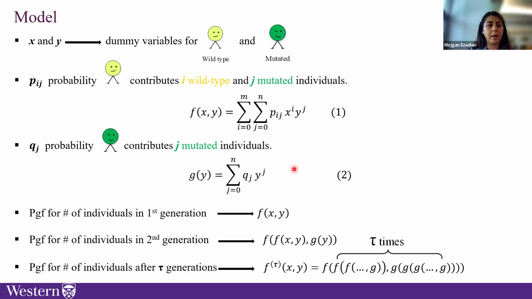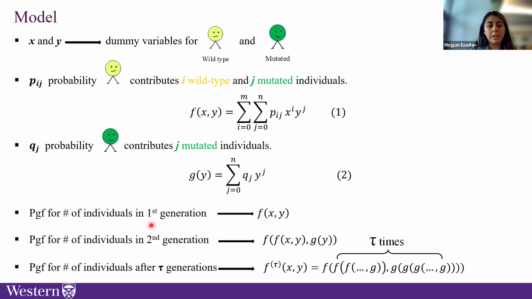Let's talk about my model. Let X and Y be dummy variables for wild type and mutated individuals. And P_ij is the probability that the wild type contributes i wild type and j mutated individuals. So this formula one is the PGF when we are starting with a single wild type individual. Similarly, we have a PGF when we start with a single mutated individual.